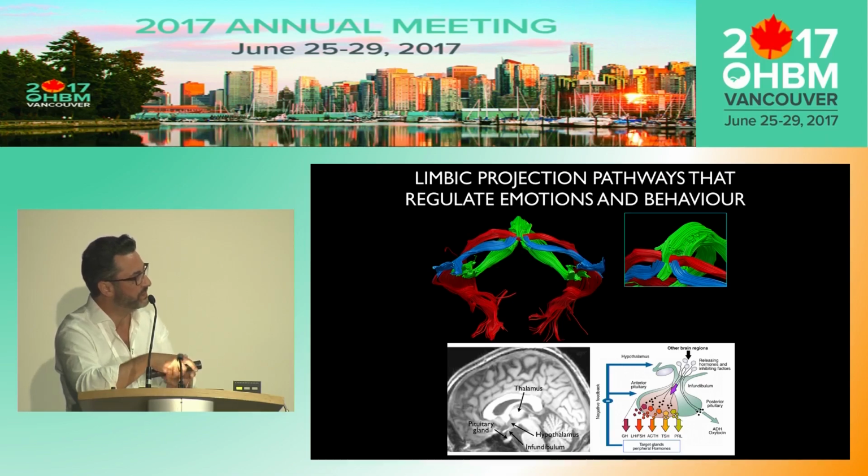The blue ones, so the red ones are the anterior commissures. Below the anterior commissure, you've got these connections coming from the amygdala and going to the septal nuclei. Then you've got the green streamlines from the fornix, again from the hippocampus going to the septal nuclei.